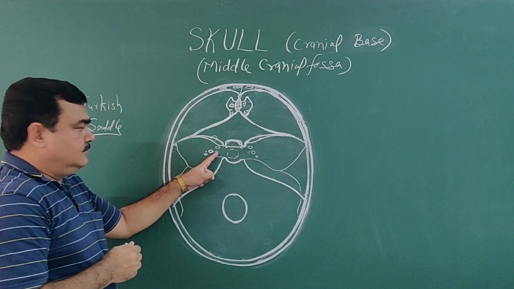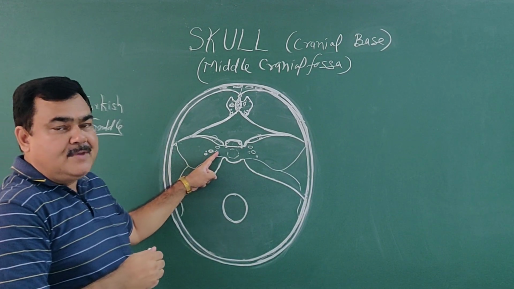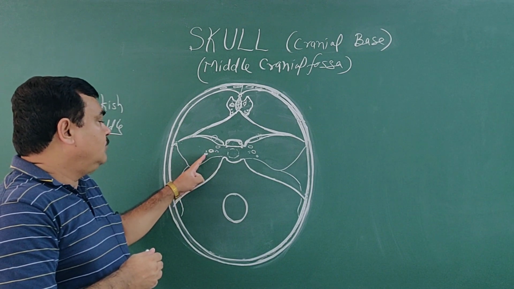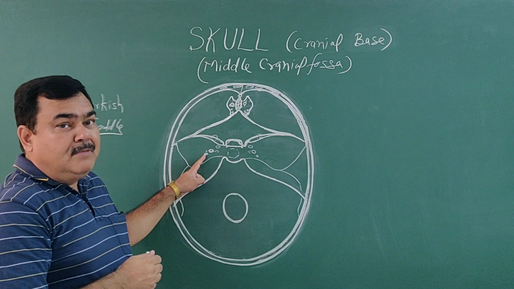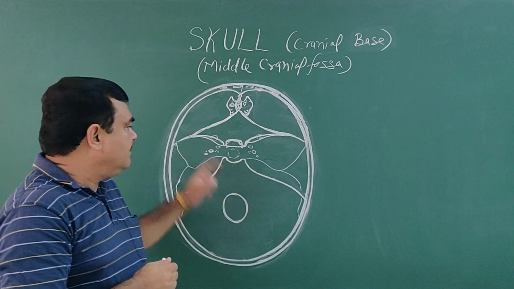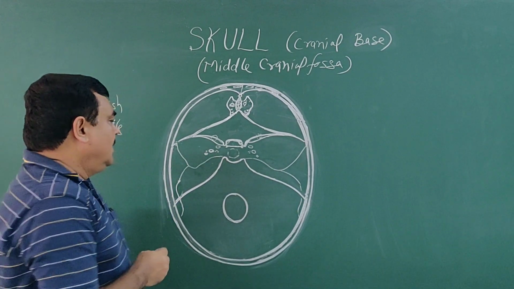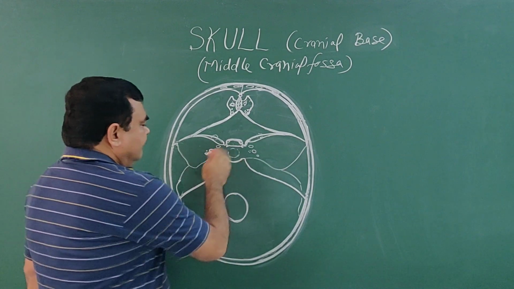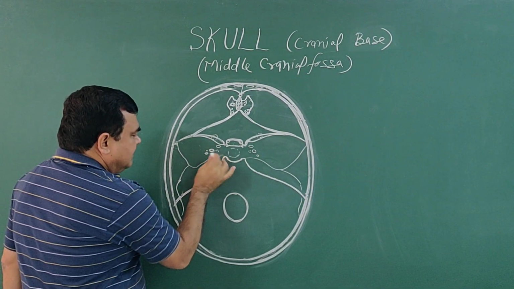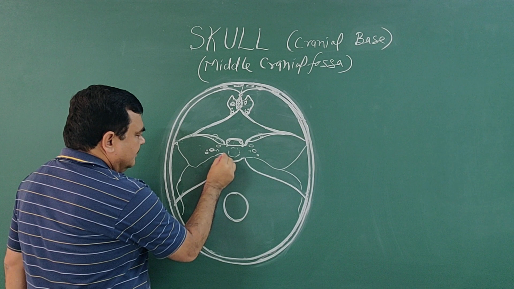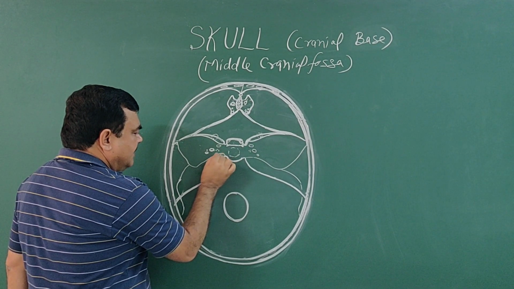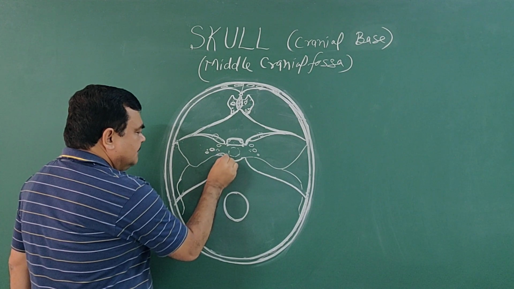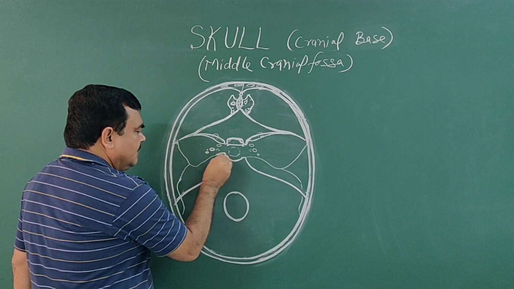And here, through this sphenoidal emissary foramen, an emissary vein passes, and through the foramen spinosum, the middle meningeal artery passes. So these are the foramina, and one foramen lies here. This is the foramen lacerum. So here one foramen is present.